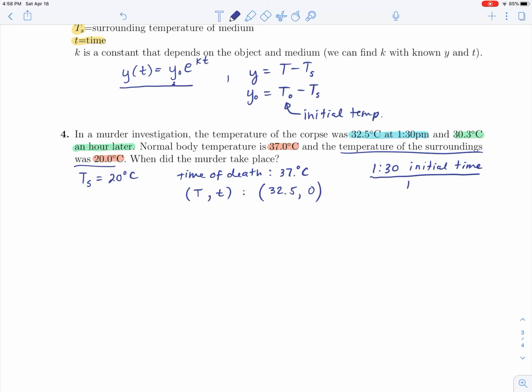So we have a function y, but we're saying T of 0 is going to be 32.5. And so y naught, which is T naught minus Ts, is going to be 32.5 minus the surrounding temperature, which was the 20. So 12.5 degrees.